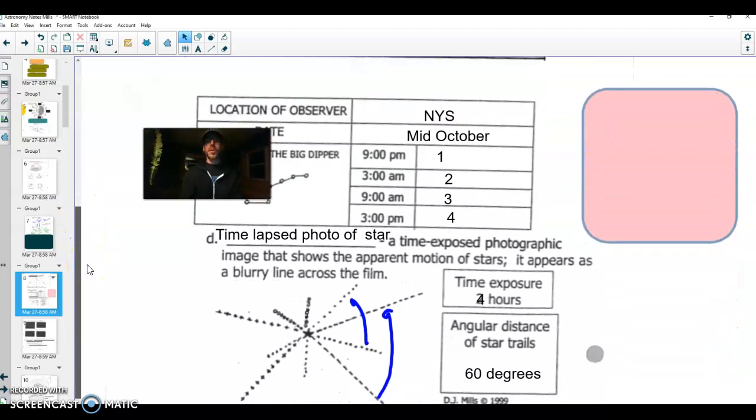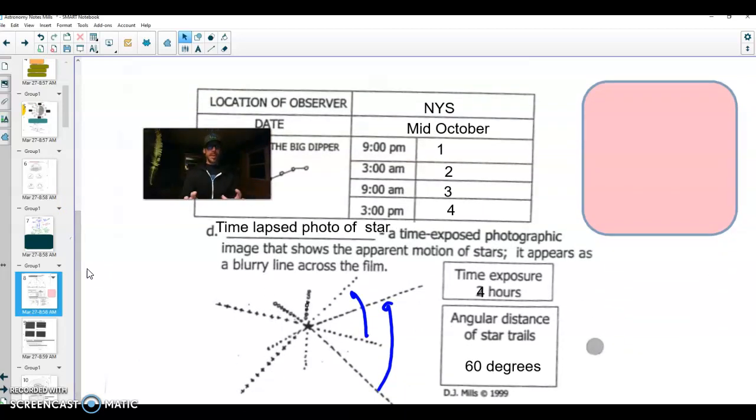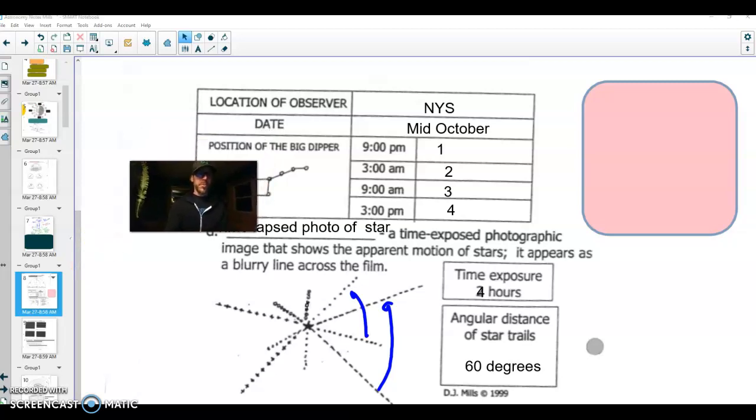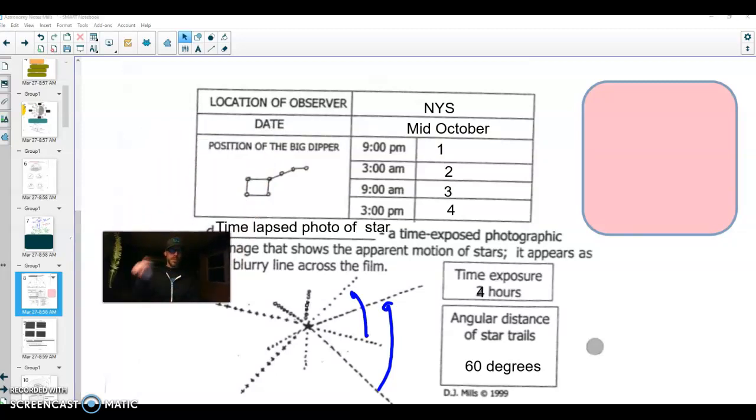Time-lapse photo of a star. We saw these guys when we were talking about latitude, longitude. So the time-lapse photos of the North Star, they're going to go around in circles, make those really pretty rings that we saw, as long as you're looking north. So it says time exposure, 4 hours. The angular distance of the star trails would be 60 degrees.